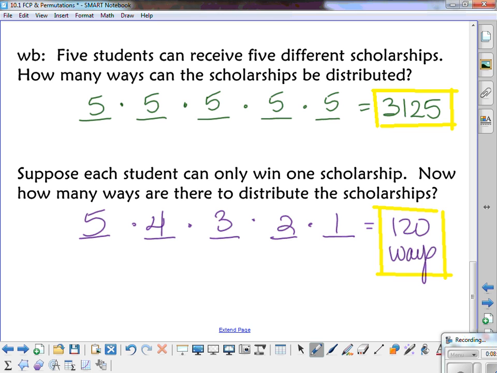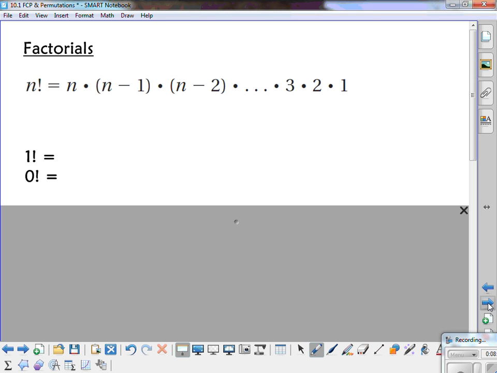All right, so when we multiply numbers like that, counting down, there's a way to shorten how we write it, and it's called a factorial. So what I did there, that 5 times 4 times 3 times 2 times 1, that's just 5 factorial. And of course it equals 120. We just found that out. 1 factorial is just 1. And 0 factorial is also 1.